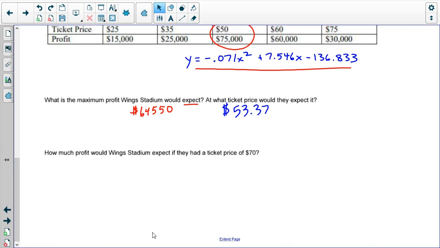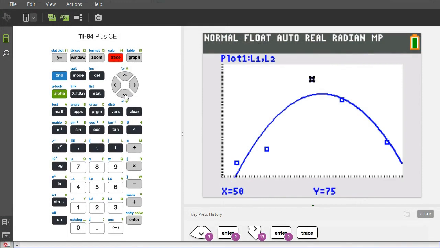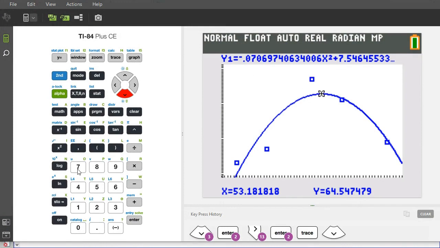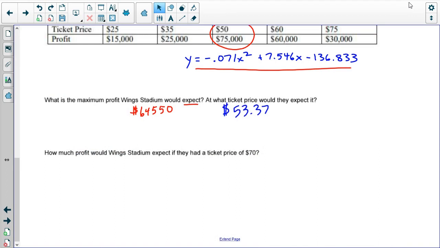How much profit would Wing Stadium expect if they had a ticket price of $70? So you can hit trace. You don't want to trace the data points, you want to trace the parabola. So at 70, you would expect $45,001. Or if you rounded, $45,002. And I know I just said round to 3 decimal places, but in this problem, it's actually within context. I can't round to 3 decimal places because it's money. So I can't really do that.